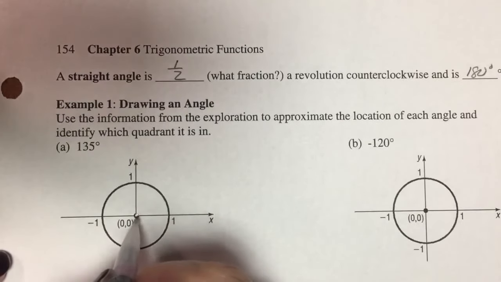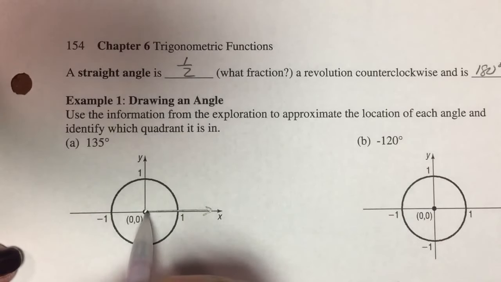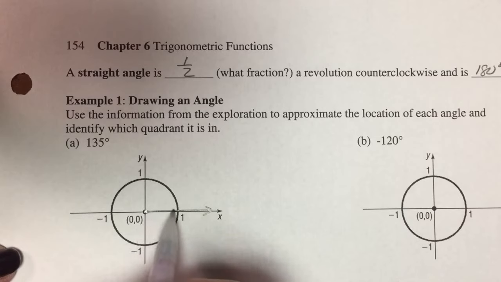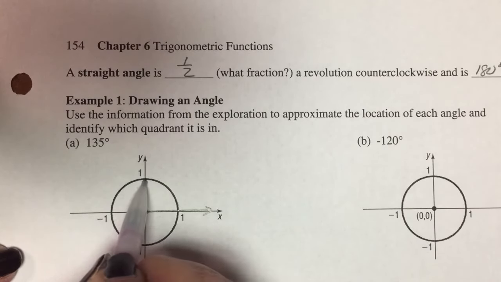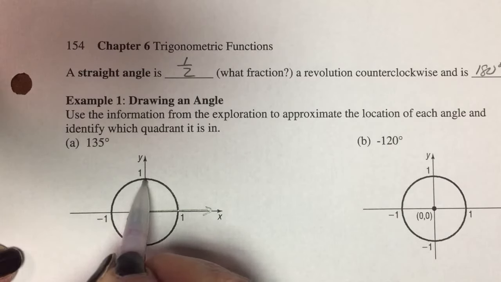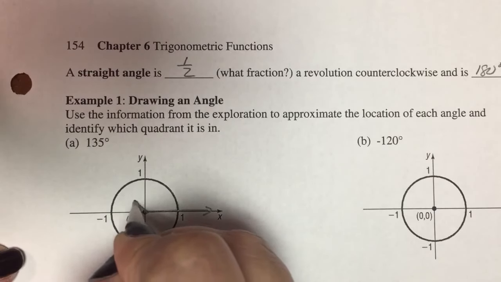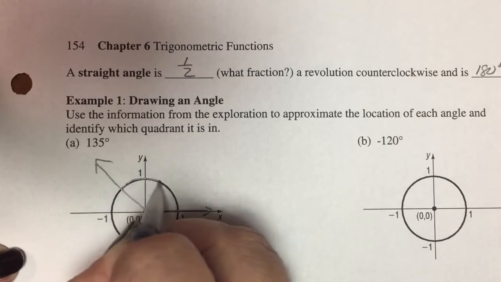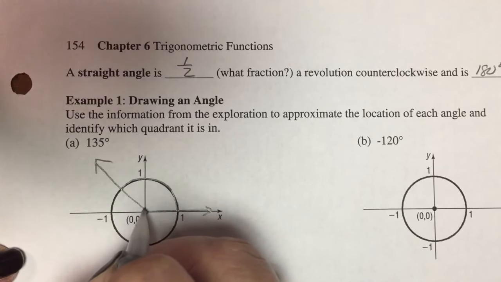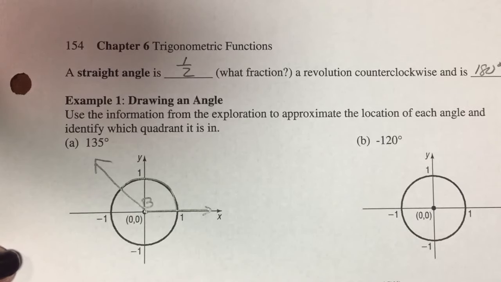So there's the vertex of the angle. Our initial side is on the x-axis. Now, if we want to draw approximately where 135 degrees is, remember this is 90. So we want to go another 45 degrees, which is going to be about halfway into the second quadrant. So this angle right here, we'll call it angle beta, is approximately 135 degrees.